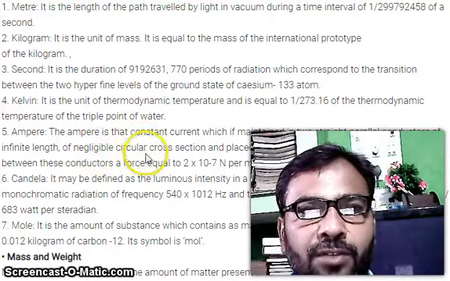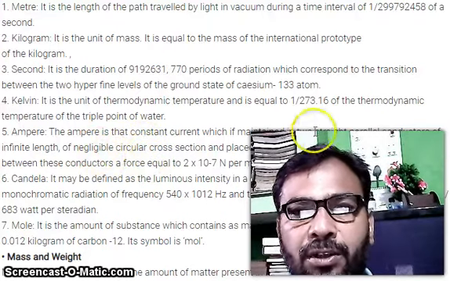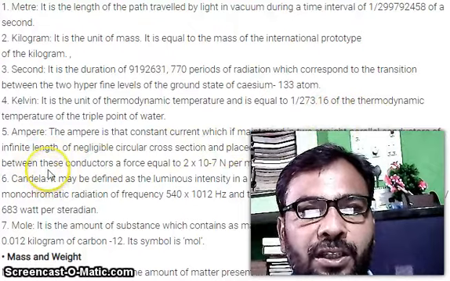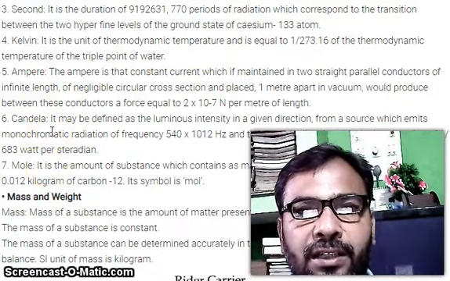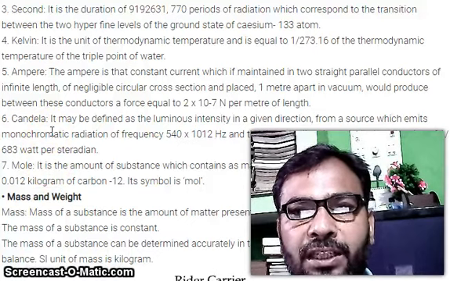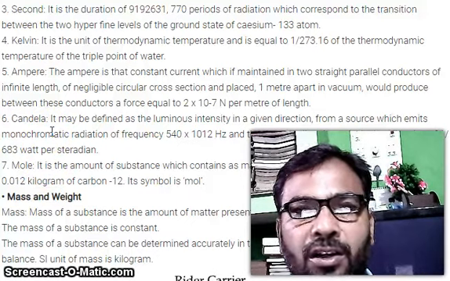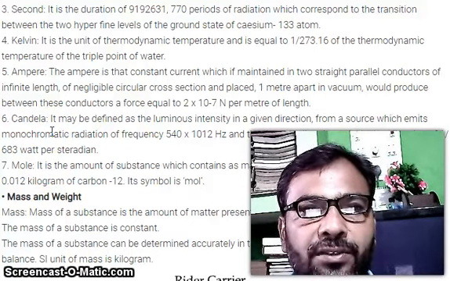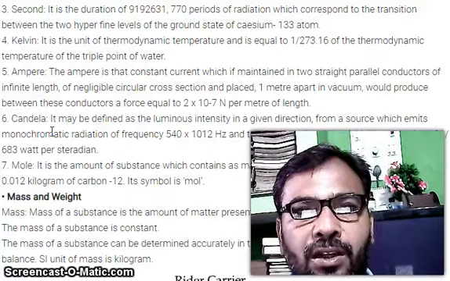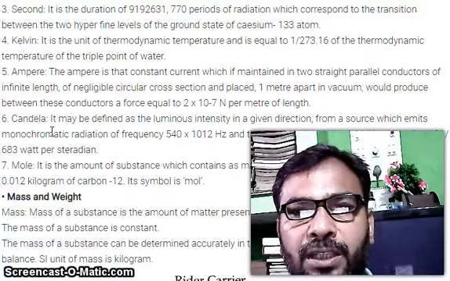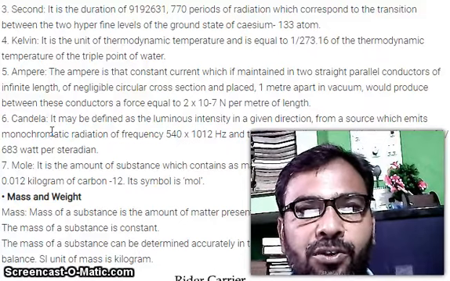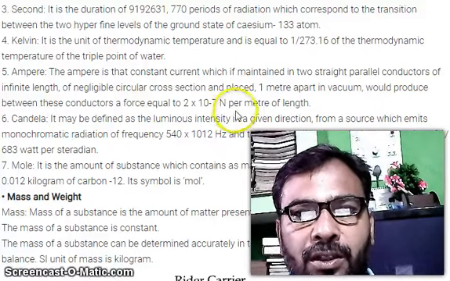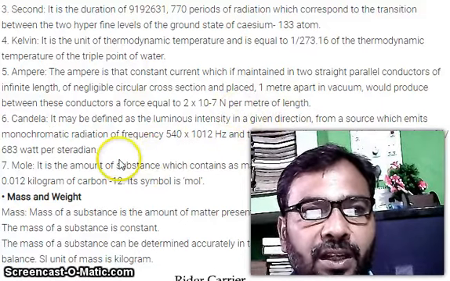Kelvin is the unit of thermodynamic temperature and is equal to a fraction of the thermodynamic temperature of the triple point of water. Ampere: the ampere is the constant current which, if maintained in two straight parallel conductors of infinite length and negligible circular cross-section placed 1 meter apart in vacuum, would produce between these conductors a force equal to a set number of newtons per meter of length.